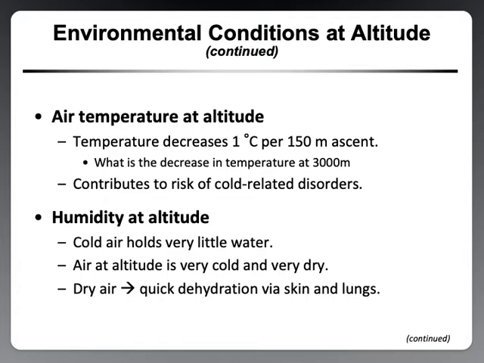The air temperature at altitude typically decreases 1 degree Celsius for every 150 meters of ascent. So with that in mind, what is the decrease in temperature at 3,000 meters? Well, 3,000 meters divided by 150 meters is 20. So that would mean a change in temperature by 20 degrees Celsius if you went up to 3,000 meters. This contributes, as I mentioned, to the risk of cold-related disorder.